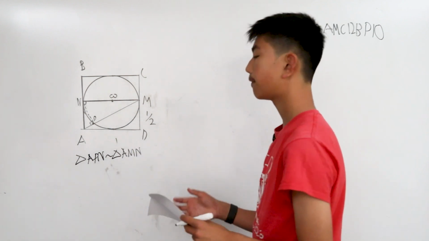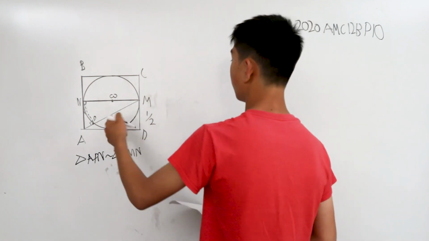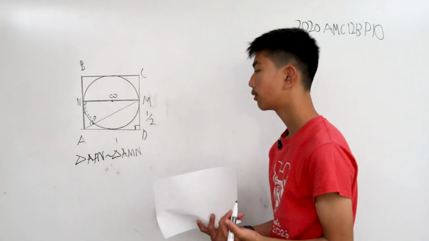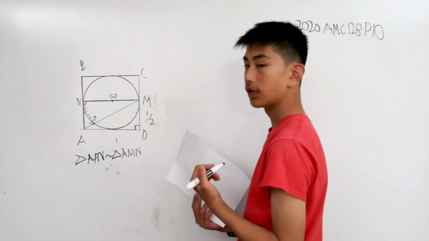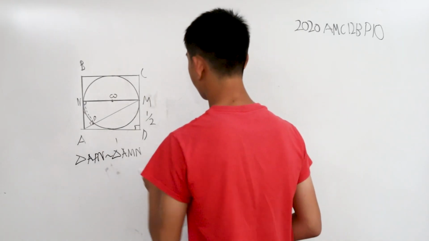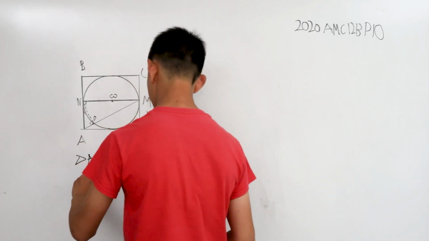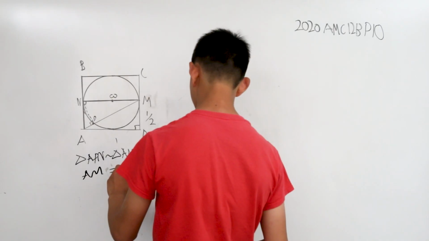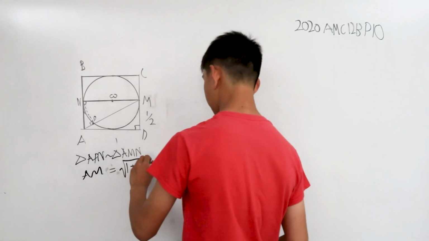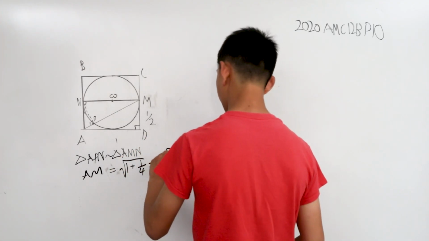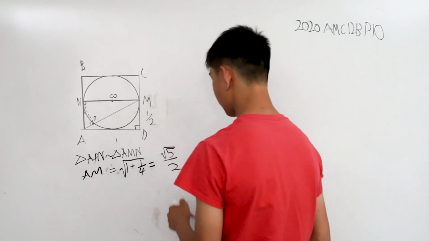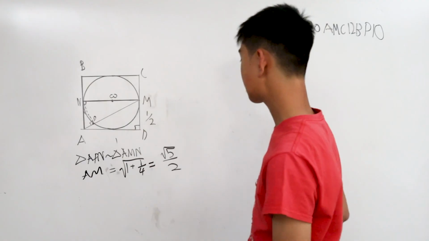Now, we can also find the length of segment AM. Since each corner of a square has to be 90 degrees, we can use the Pythagorean theorem, with height 1/2 and length 1. AM is equal to the square root of 1 squared, which is 1, plus 1/2 squared, which is 1/4, which gives us square root 5 over the square root of 4, which is 2. So this is our length for AM.